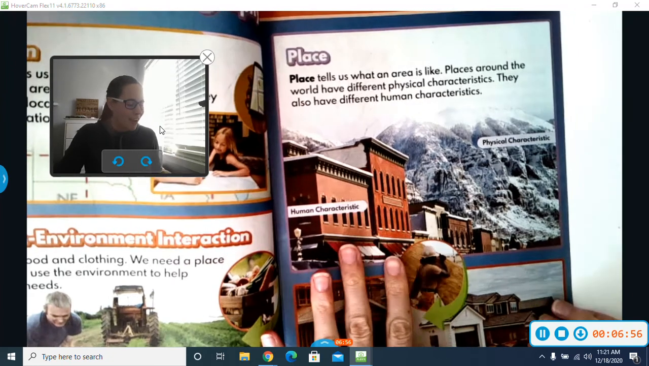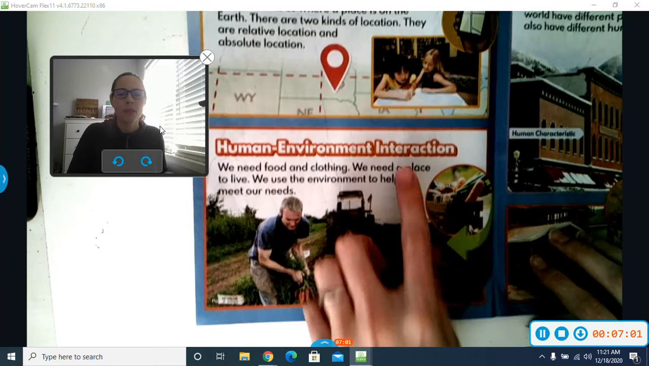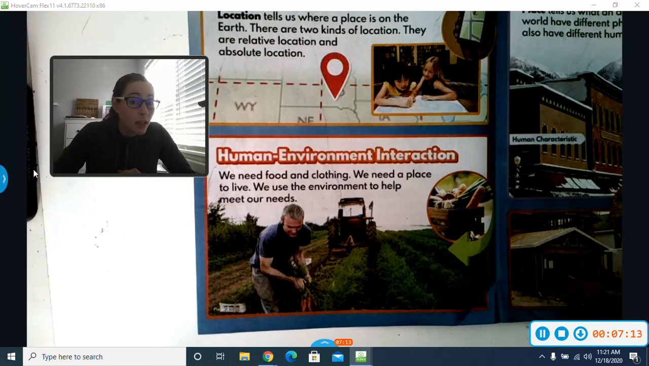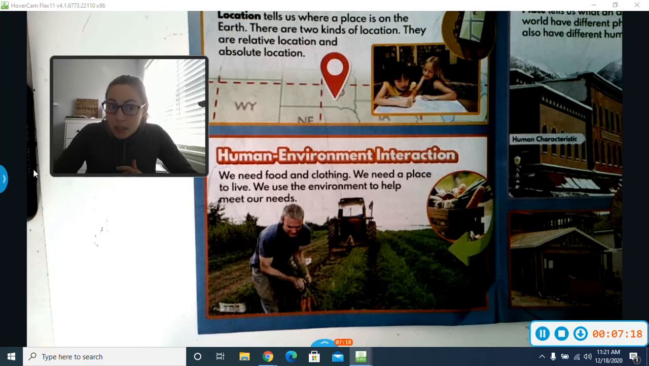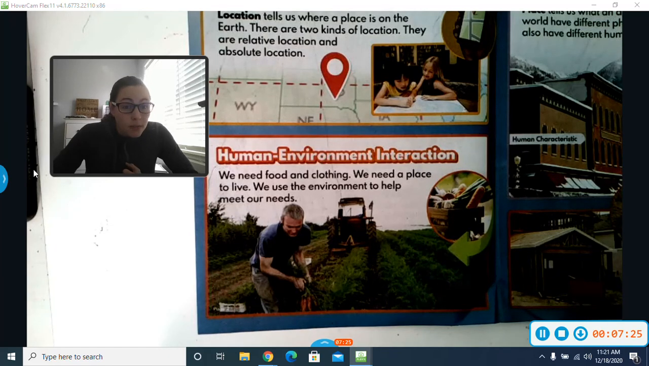And then the other part of your Seesaw activity is going to have to do with human-environment interaction. I want you to think of one way that you have to use things from the environment to live. Okay? So it might be something that's grown that you need to eat. Maybe it's something that we use to build something. Maybe it's something that we use so we can wear it. Think of one thing that you use in your life that comes from the environment.